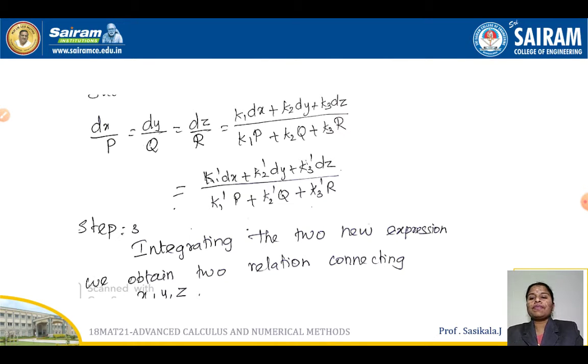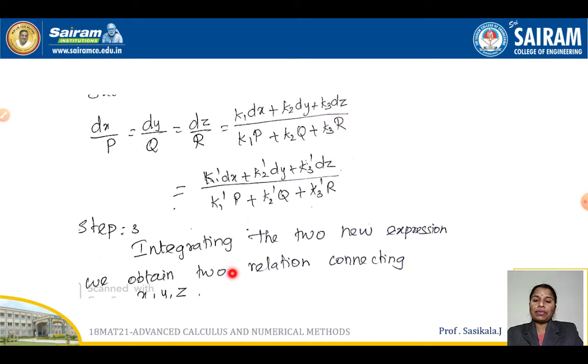After that, you can write the auxiliary equation: dx by P is equal to dy by Q is equal to dz by R, which is K1 dx plus K2 dy plus K3 dz by K1 P plus K2 Q plus K3 R. This can also be written as equal to K1 dash dx plus K2 dash dy plus K3 dash dz by K1 dash P plus K2 dash Q plus K3 dash R. In that set, you can write the relation equations as per this rule.